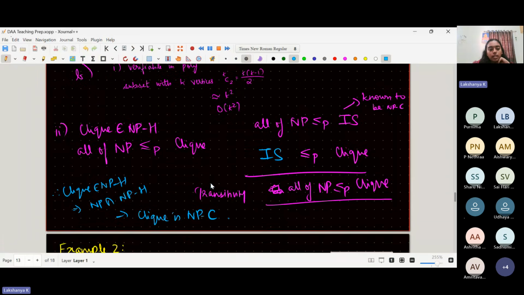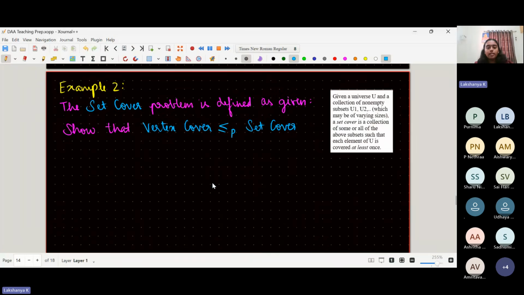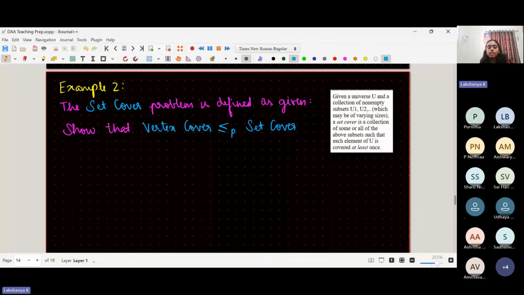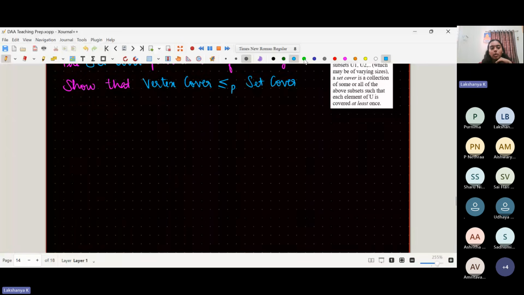Okay, we'll do another example now. The set cover problem is defined as given in the image. Given a universe U and a collection of non-empty subsets, a set cover is a collection of some or all of the above subsets such that each element of U is covered at least once. We'll understand the set cover problem first.